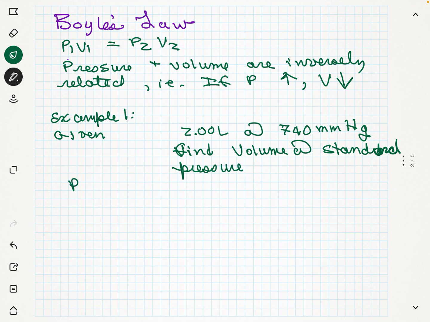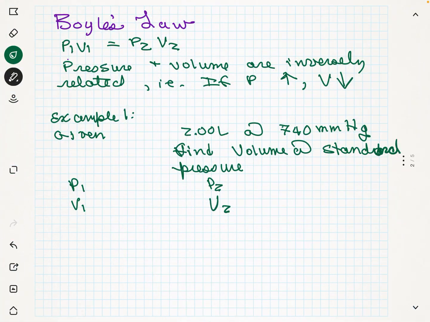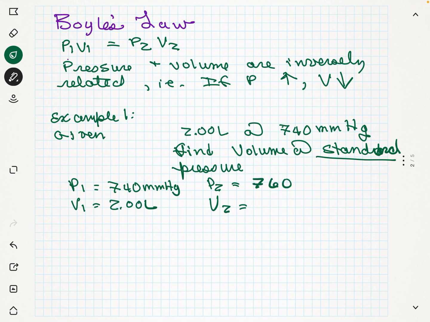So I like to do these problems like this. I have P1, I have V1, P2, and V2. I'm going to fill these out by identifying the variables. I have 2.00 liters and 740 millimeters mercury. My P2 says I had standard pressure, and we know that 760 millimeters mercury is standard pressure. That information can be found on your periodic table. And this is our unknown.